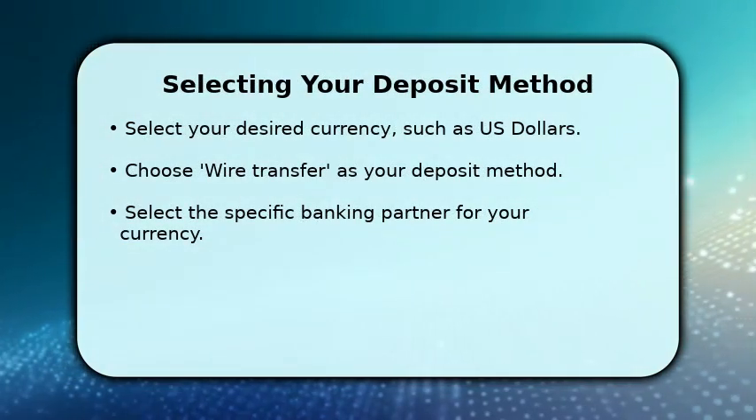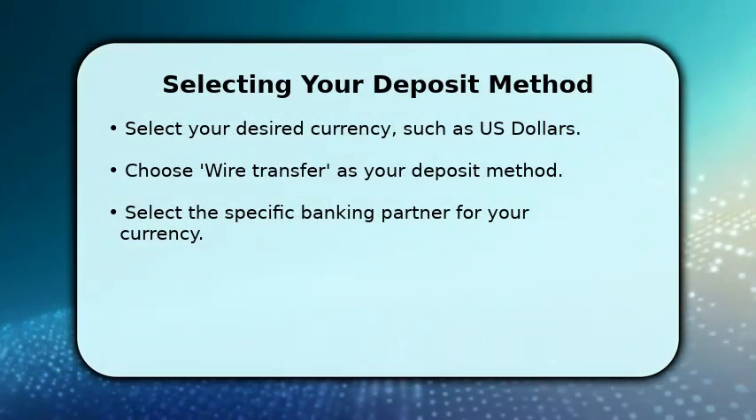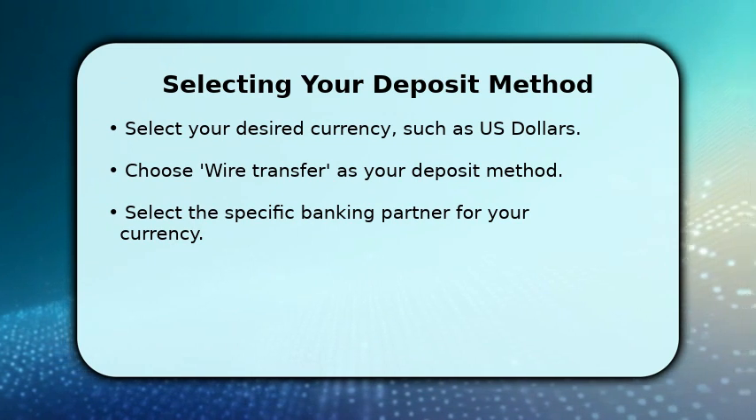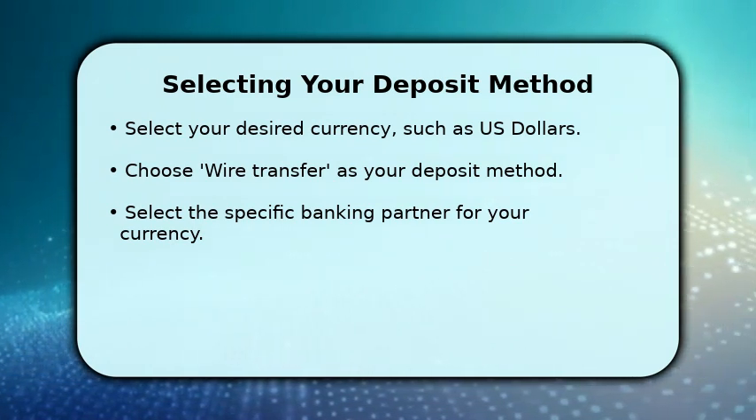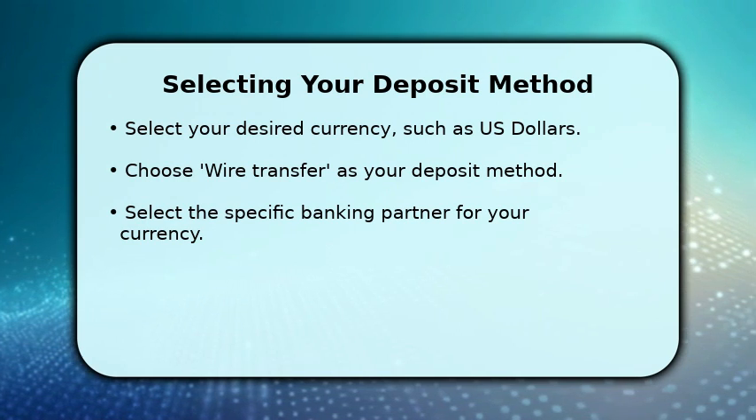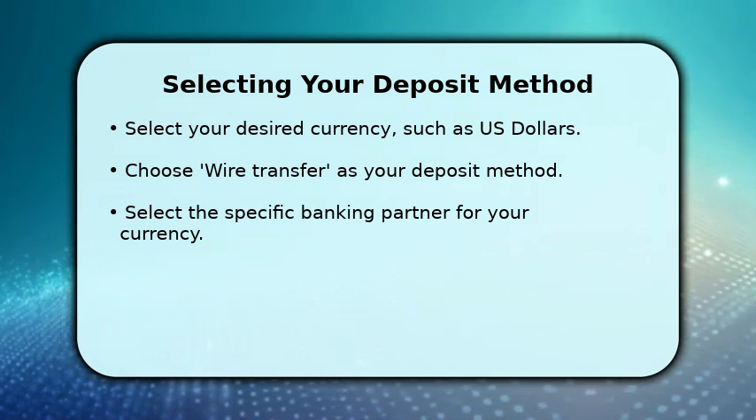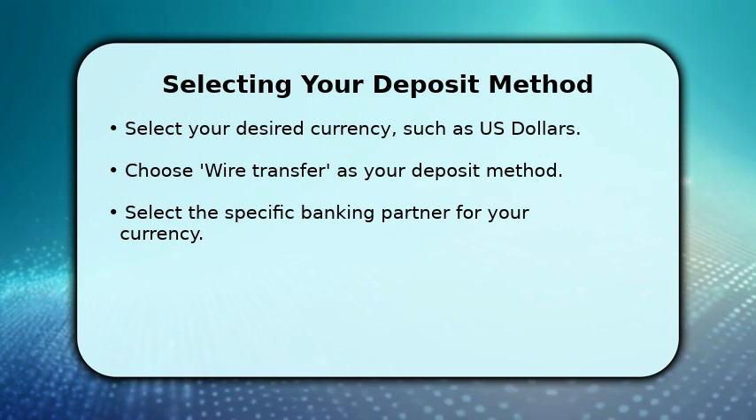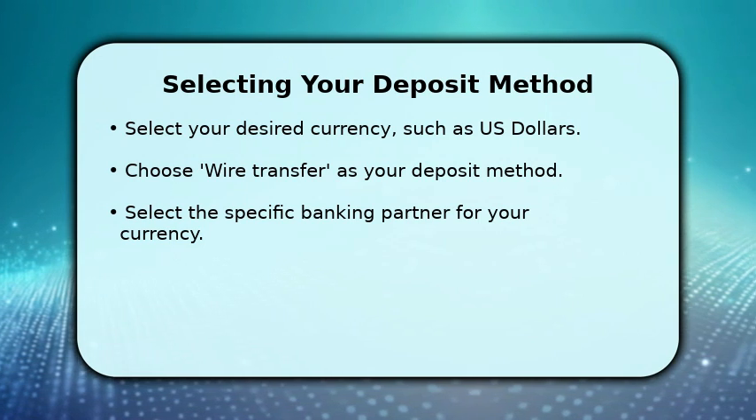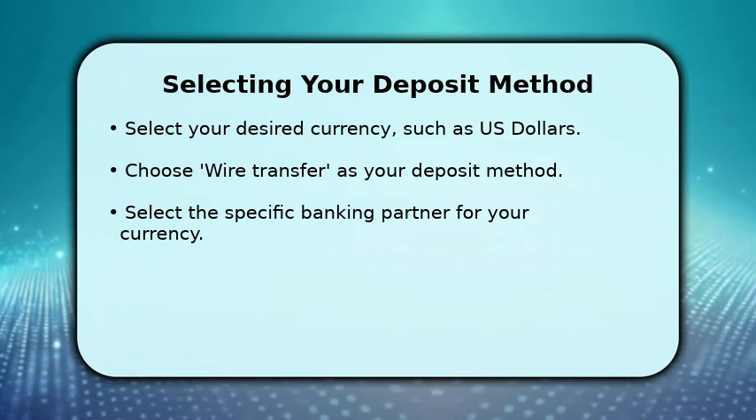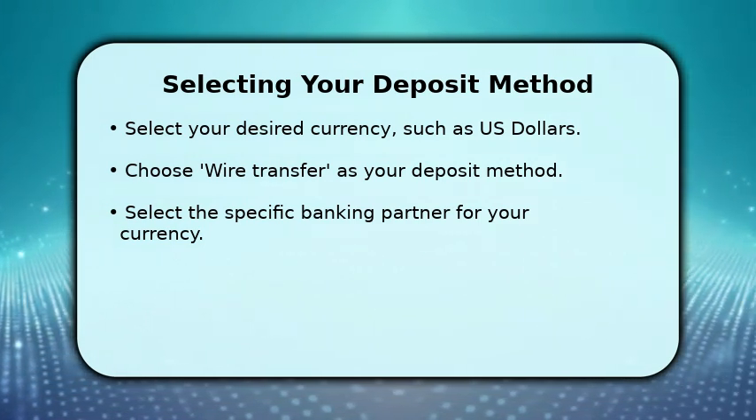Next, you'll select the currency you wish to deposit, for example, US dollars. After choosing your currency, you must select wire transfer from the available deposit methods. Kraken often partners with various banks, so you will then choose the specific banking partner listed for your selected currency, such as Dart Bank or MVB Bank for US dollar transfers. Always pick the correct one.